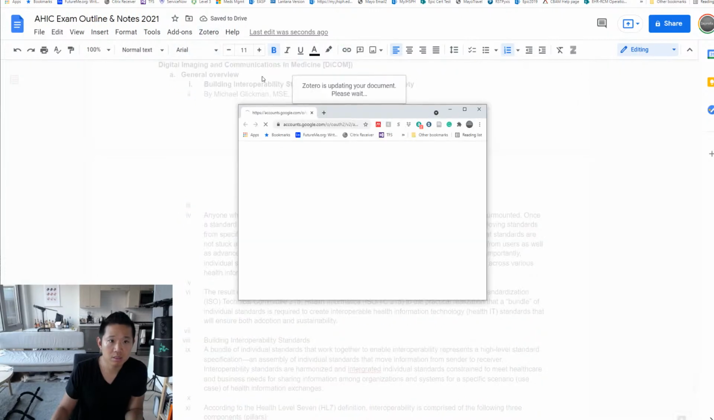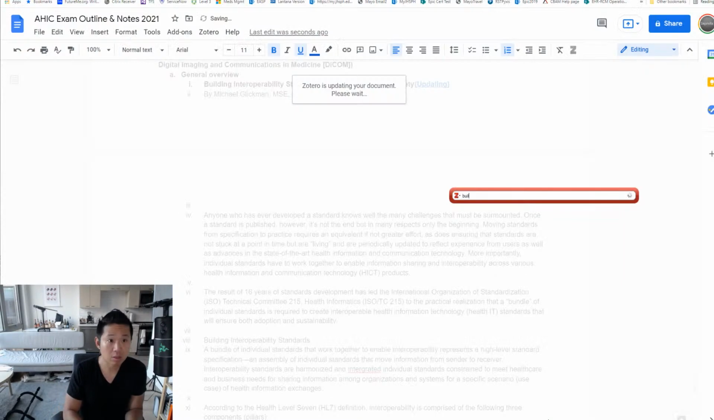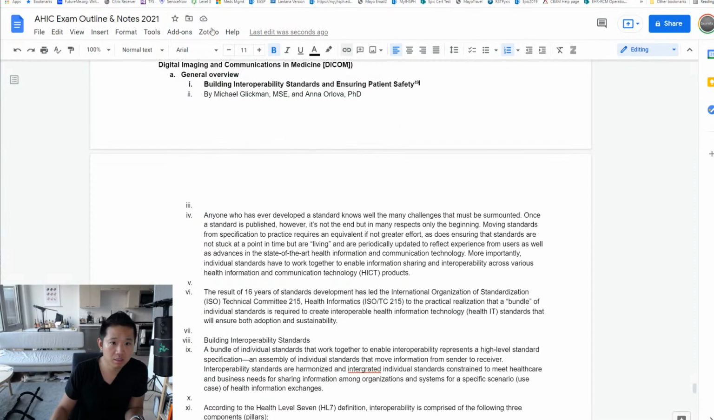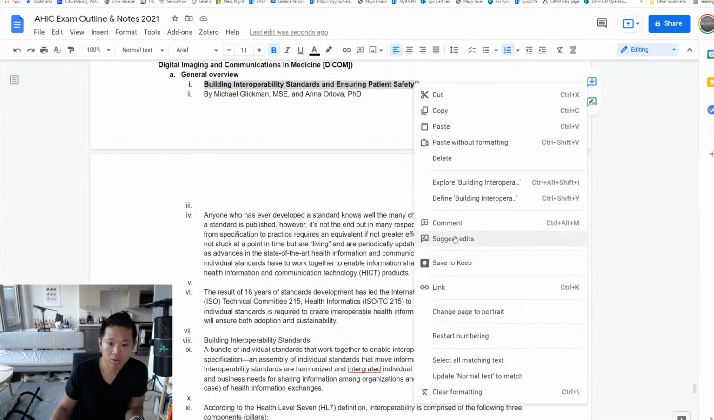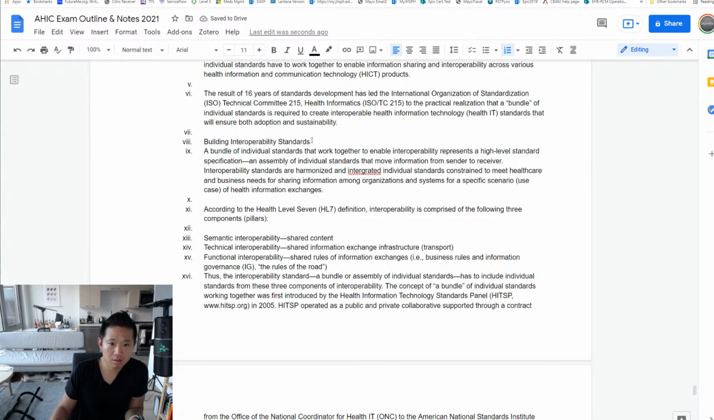Go ahead and cite this. Building interoperability. There you go. That's nicely cited. I'm going to grab the link. Go ahead and link this out.